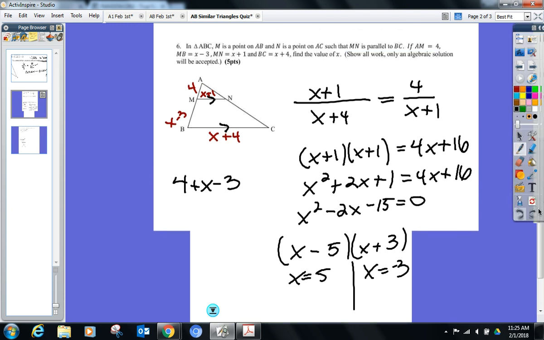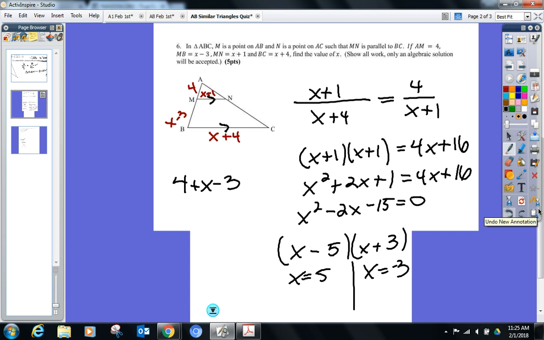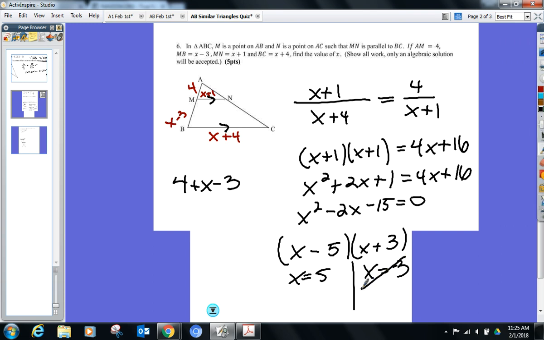Ready? If I take negative 3, it's okay there, right? If I plug in negative 3, that's okay. Not okay if I plug in negative 3 here either, because I'm going to get a negative side length. See ya. So it's just 5. Any questions there? All right.